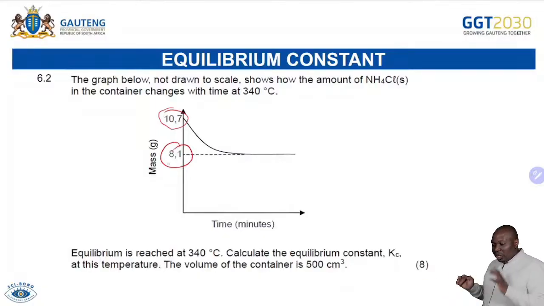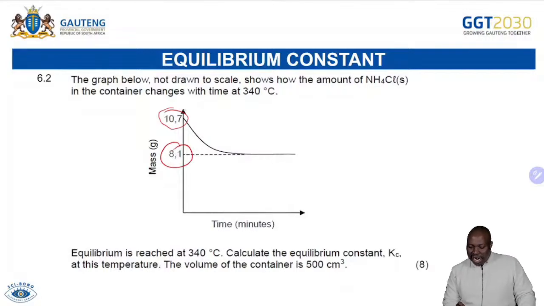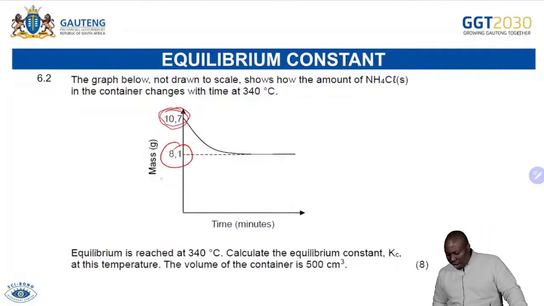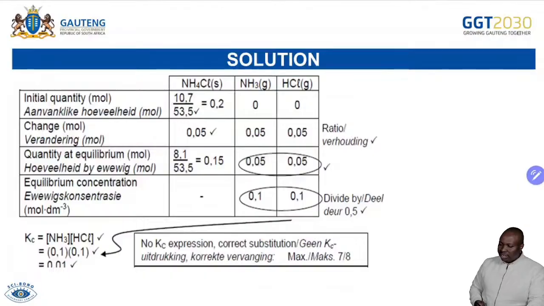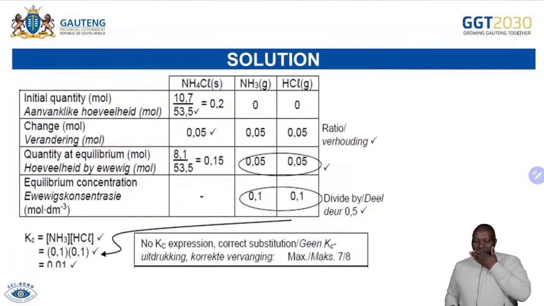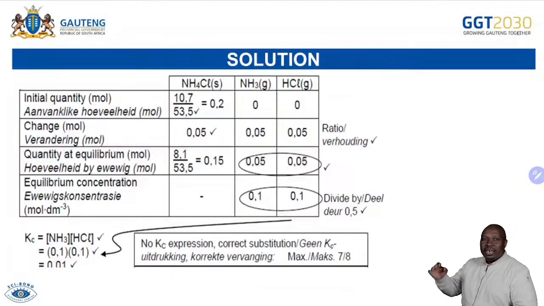So when you see mass, you know we have a mass initially when we are studying our reactant: the mass was 10,7, and at equilibrium, the mass is 8,1. That's what we are going to work on using the RICE table. Now, with no waste of time, we saw that this was a 1:1:1.